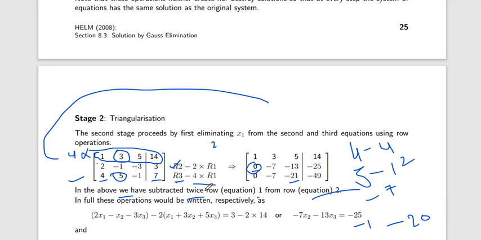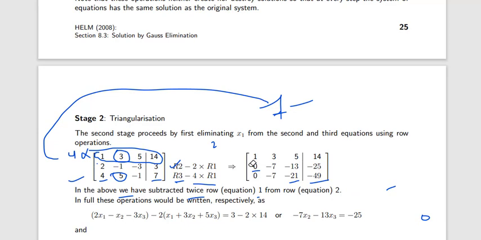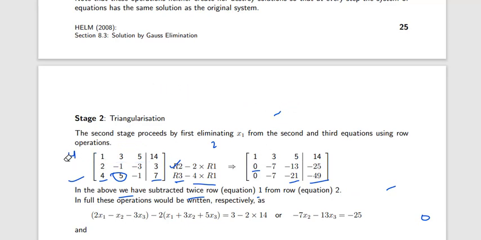Then 7 minus 14 into 4, and we get the answer minus 49. So with these two operations we get these two values as 0, but our second stage is not completed. Why? We also want this to be 0. Then this matrix will be converted into an upper triangular matrix.